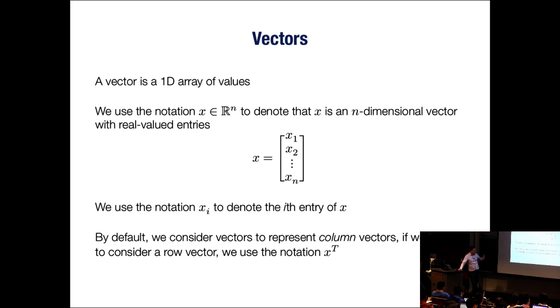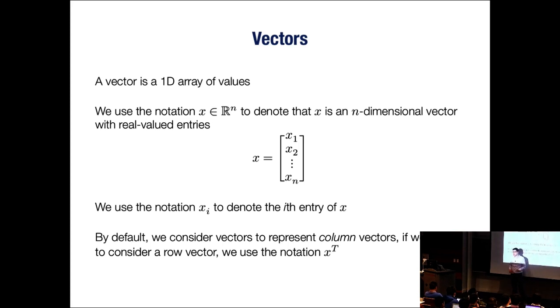But this is now in the language of linear algebra. For those that might have seen this before, by default we're going to consider vectors to represent what are called column vectors. So it is a matrix essentially with many rows but only one column. And if we want to represent the opposite, which is called a row vector, we'll use the notation x transpose. The transpose flips the rows and columns of a matrix, and so for a vector we'll think of the transpose as transforming a column vector to a row vector.